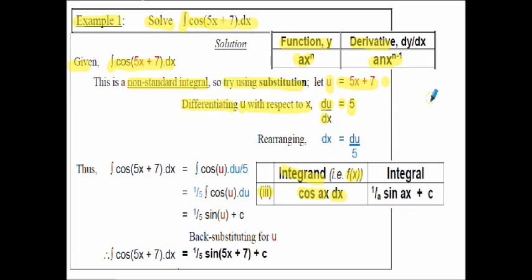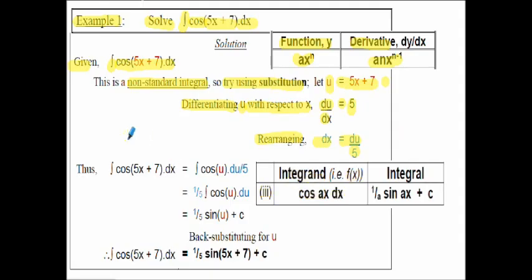So differentiating 5x to the 1 with respect to x, that becomes 5x to 0, or simply 5, and differentiating a constant, that always disappears. So we get du by dx is equal to 5. If we now rearrange to make dx the subject, we simply multiply both sides by dx and divide both sides by 5. We get dx is equal to du divided by 5.